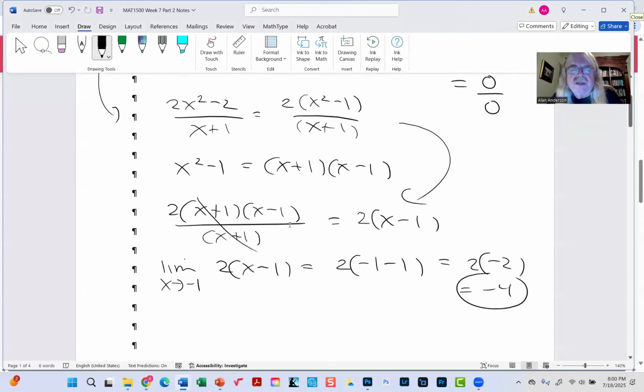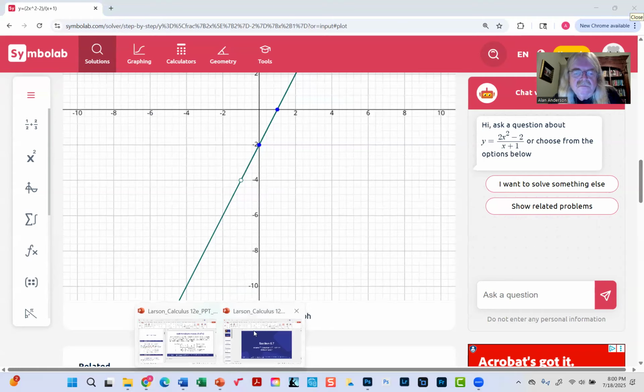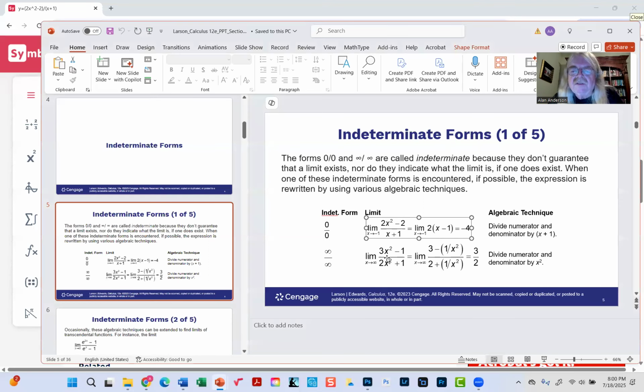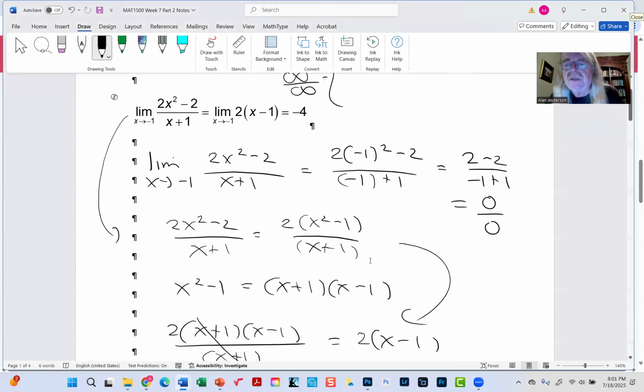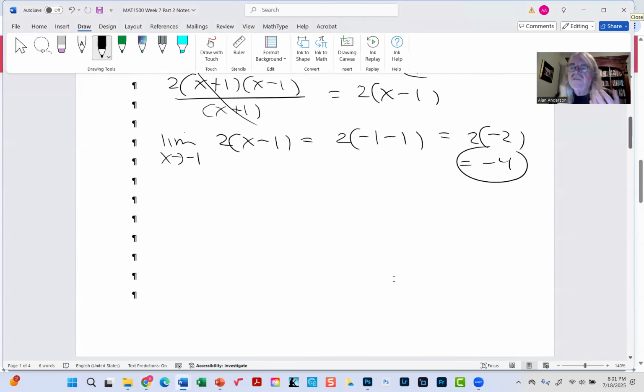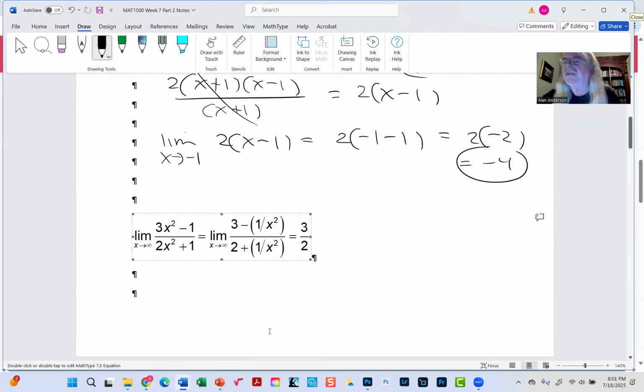Okay, great. Now, what else do we have here? Here we go. Let's look at this one. Now, this one leads to infinity over infinity, another of the two indeterminate forms that can be solved for with L'Hopital's rule. All right, so you can see that direct substitution is going to give us 3 times infinity minus 1 over 2 times infinity plus 1.